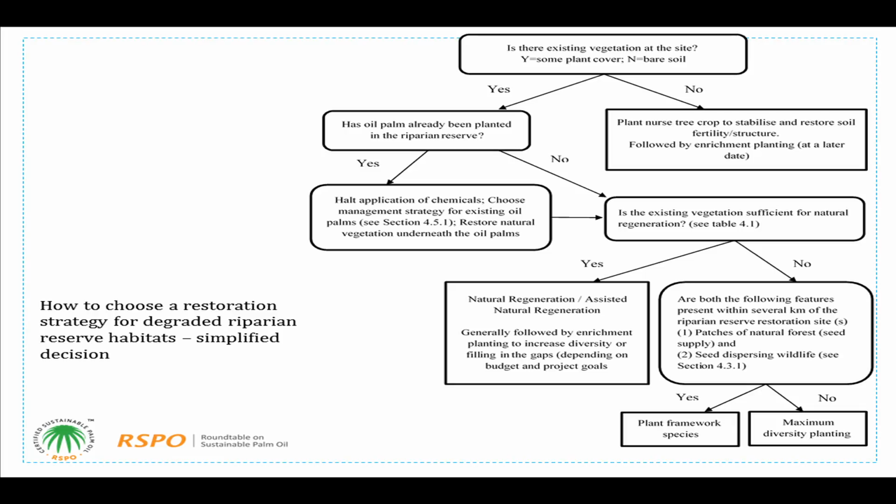So the first box asks: is there existing vegetation at the site? Yes or no. If yes, you move to the bottom left box that asks whether oil palm has already been planted. Then yes or no, and then you move on to the next box. So this is a diagram, a flowchart that tells you how to choose a restoration strategy for degraded riparian reserve habitat.